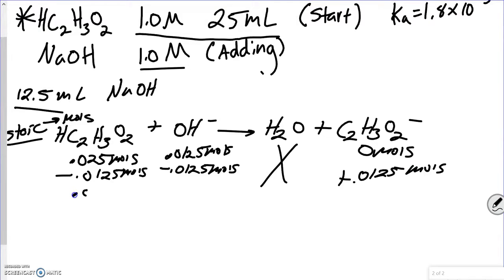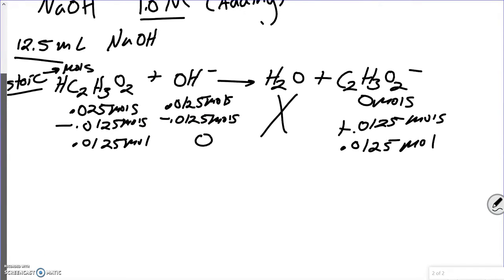Okay, that gives us 0.0125 moles of the acid left over. The base has all been used up, and we have 0.0125 moles of sodium acetate, or acetate ions, floating around. So we still have the acid in the solution, and we have the conjugate base. If we're going to calculate pH, because remember what we're trying to do here is calculate pH at different points in the titration, we need an equation that's going to give us either hydrogen or hydroxide.